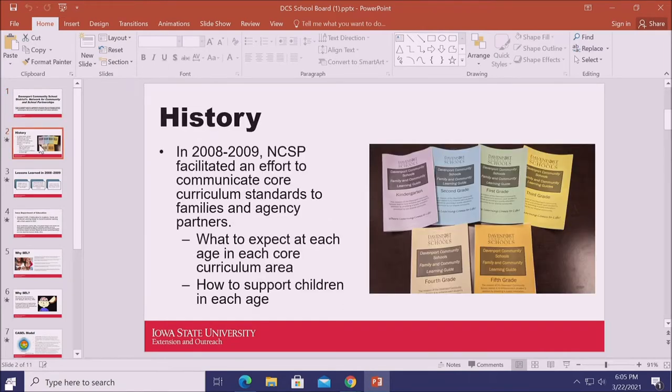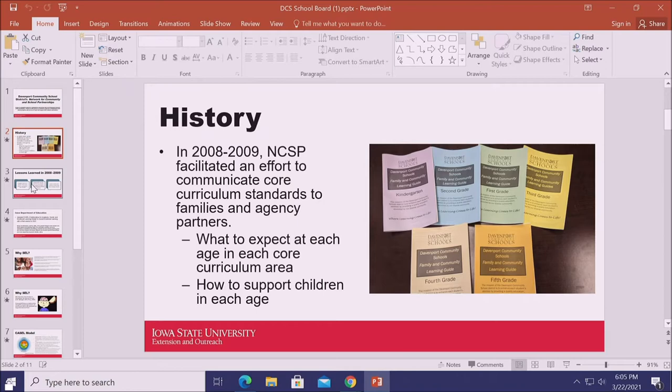So a little bit of history here. This particular group has been around for many, many years, way before my time. And they have worked on various projects over the years to support the efforts of Davenport Schools, particularly when it comes to how we can make sure that community agencies and partners really understand what's going on in the school district and then can support families and students. One of the projects we did in the 08-09 school year was we facilitated an effort to communicate core curriculum standards to family agencies and partners. And that's what they looked like.